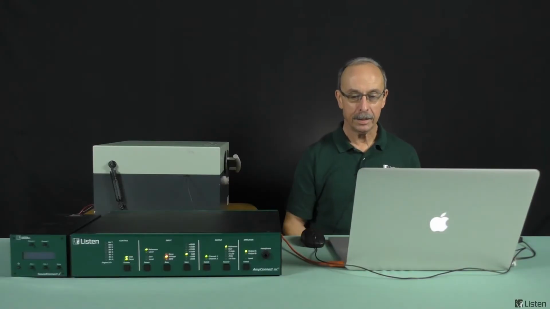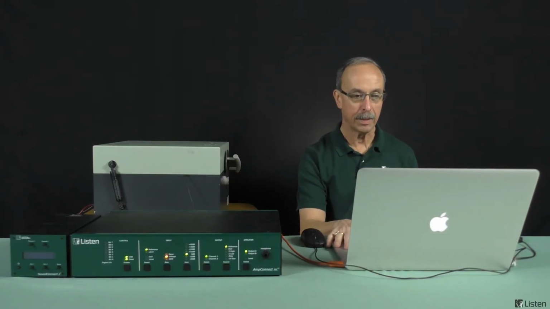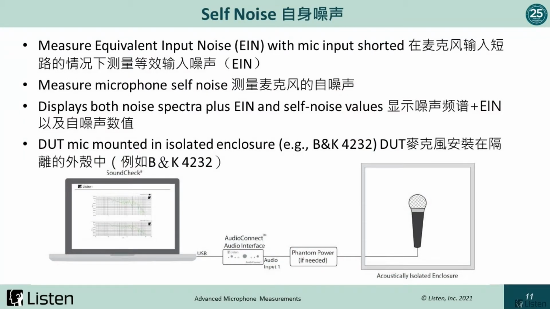Our next topic is self-noise, how to measure it. So the process is like this. First, we measure the equivalent input noise with the mic input shorted. And that's the current configuration of the amp connect here. And then we measure the microphone self-noise. So these are essentially two spectrum measurements. And then we display both the noise spectra plus the equivalent input noise and the self-noise values on the final display.